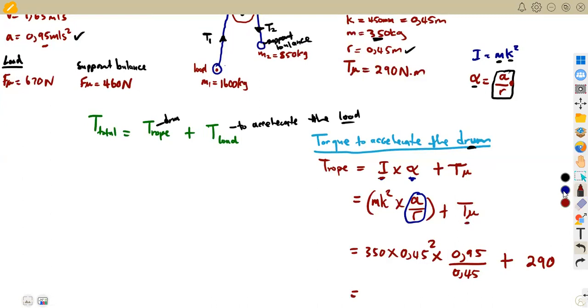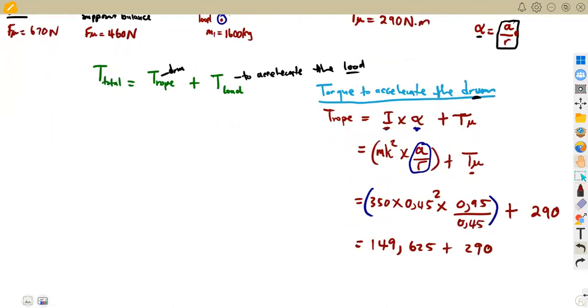So this whole part here is a single term. We are going to combine everything in this case. The first part is going to give us 149,625, something like that, plus 290. So if we add these two, we are going to obtain 439,625 Newton meter. So this is our torque that is affecting the drum, which is T-Rope in this case.